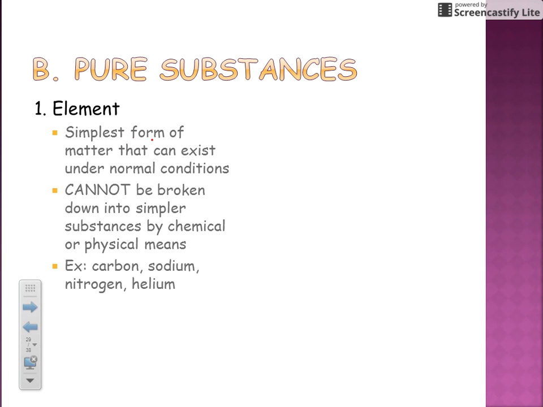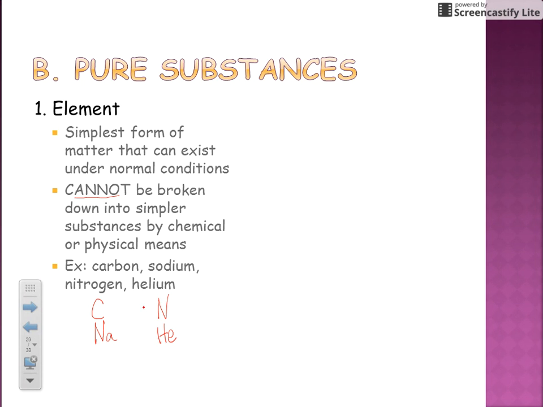Elements are defined as the simplest form of matter that can exist under normal conditions. These are the building blocks of all matter. They cannot be broken down into simpler substances by chemical or physical means. Some examples of just elements are carbon, for example, or the element sodium by itself. That's an element or an atom of sodium. Nitrogen, helium. These are all elements.